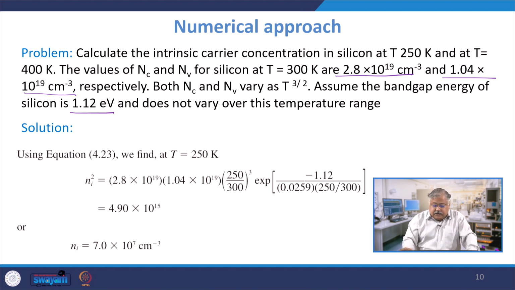Now, quite interesting. The numerical solution is one way of looking at it, but conceptually, look at the fact that Ni at 300 Kelvin is of the order of 10 to the power 10. So as you lower the temperature, the intrinsic carrier concentration also drastically reduces, to a value equal to 10 to the power 7. So there is a 3 order difference in the intrinsic carrier concentration when you move from 300 to 250 Kelvin.